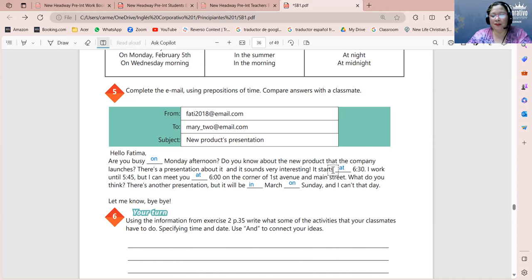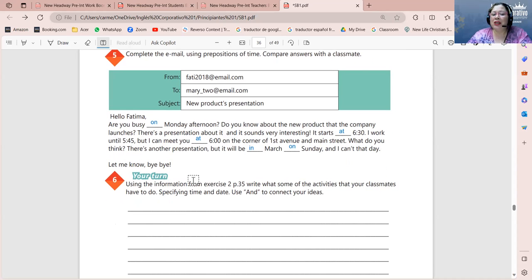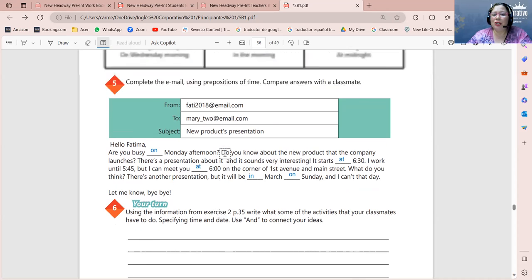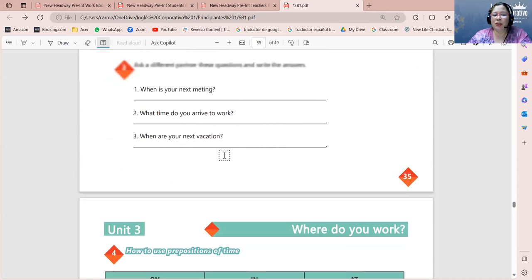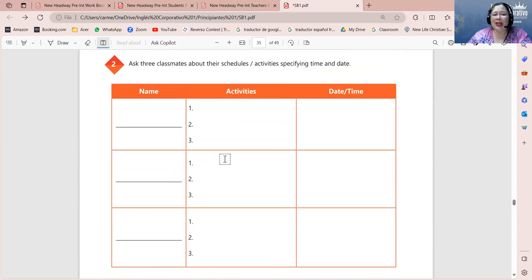All right. There we go. No problem. Okay. Now, using the information from exercise 2 on page 35, right here.